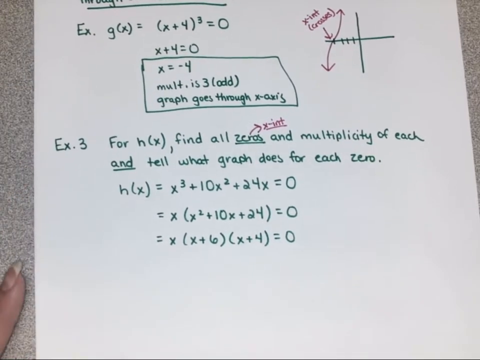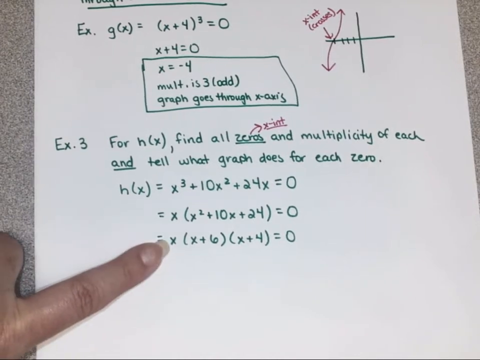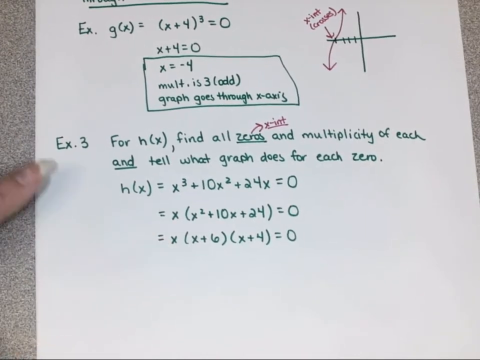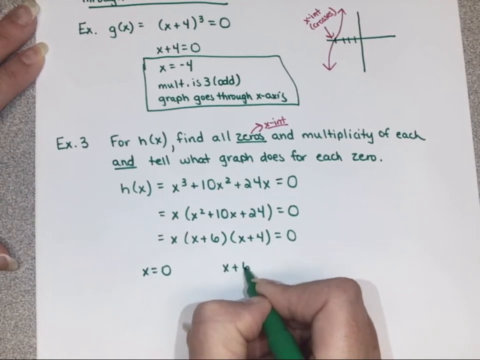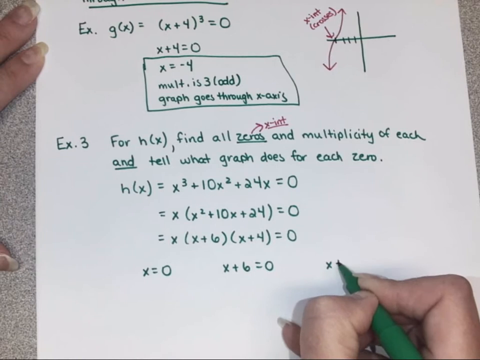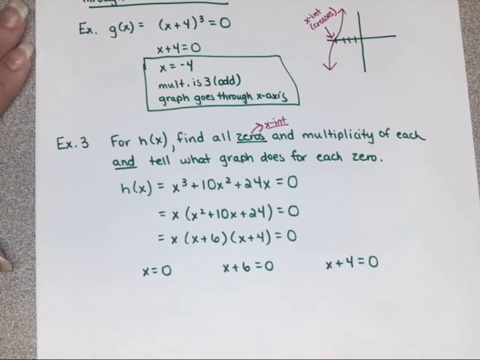So don't forget there are actually 3 parts here, okay? 2 that are obvious, 1 that maybe is not so obvious. This x is still one of the pieces. So I need to set x equal to 0. I need to set x plus 6 equal to 0. And then I need to set x plus 4 equal to 0.